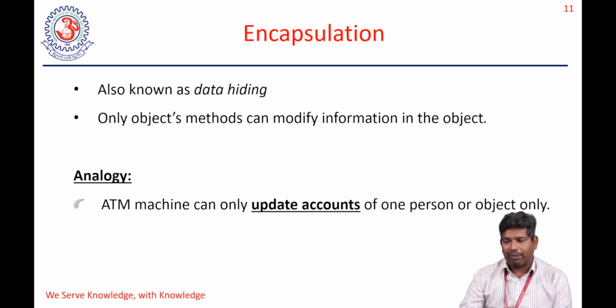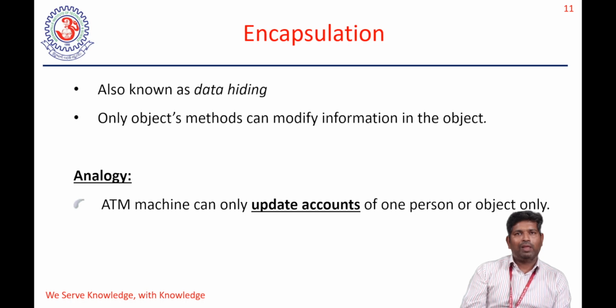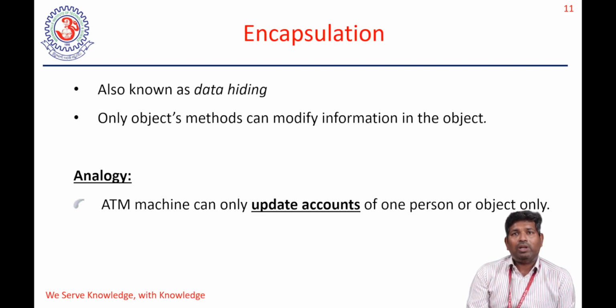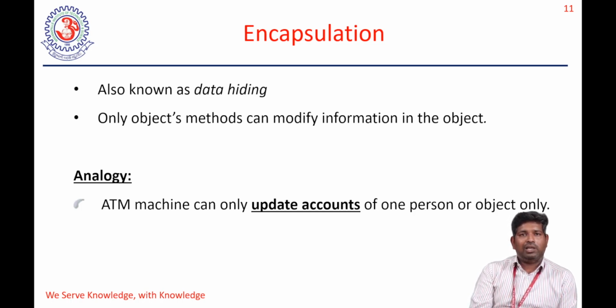So, what is encapsulation? We say it is data hiding. Just before, I told you a class contains both attributes and methods. Those methods alone can modify the attributes in that particular class, right? So encapsulation is nothing but wrapping both the data and the method which is going to act on that particular data. We call it encapsulation. That means we are wrapping up both data and method together, so only that method can access that particular data. We can take an analogy: an ATM machine can only update the accounts of one person, that particular object only.